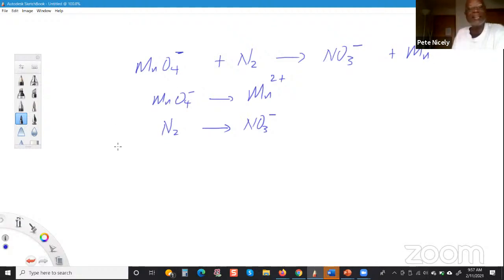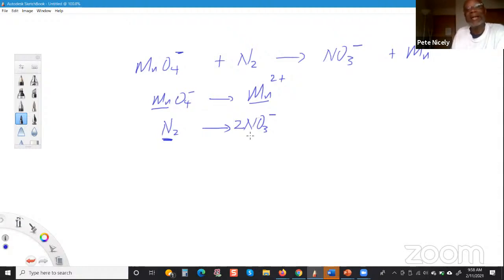Okay, so the next step, if you look at the rules, you have to make sure that the number of atoms, excepting oxygen and hydrogen, are equal on both sides. So we balance the atoms that are not balanced, with the exception of oxygen and hydrogen. In the first half equation, you have one manganese here and one manganese here, so that's balanced. In the second half equation, you have two nitrogens here, but you have one here. So what do we do? We put a coefficient of 2 here to balance the nitrogens, all right?